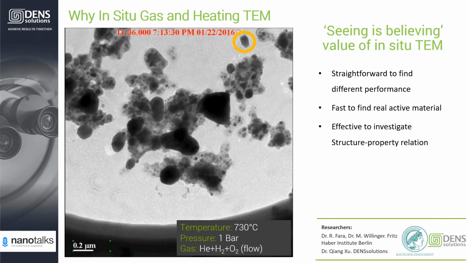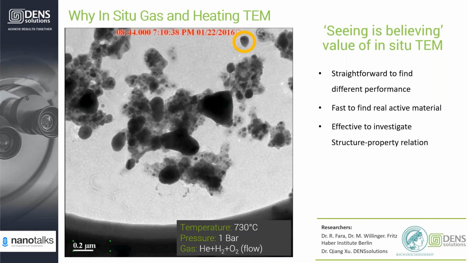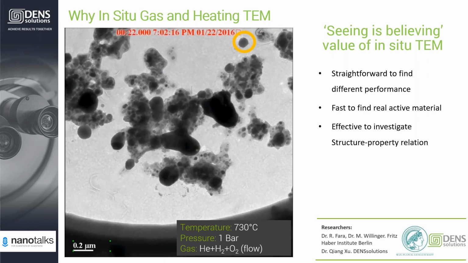More interestingly, we found a very active particle, which is in this yellow circle. It reconstructs its shape every 3 minutes, changing from a spherical shape to a facet, and changing back to a sphere after a certain time period. This tells us that in situ TEM helps to straightforwardly find different performance, quickly find a real active material, and effectively investigate the structure-property relationship.